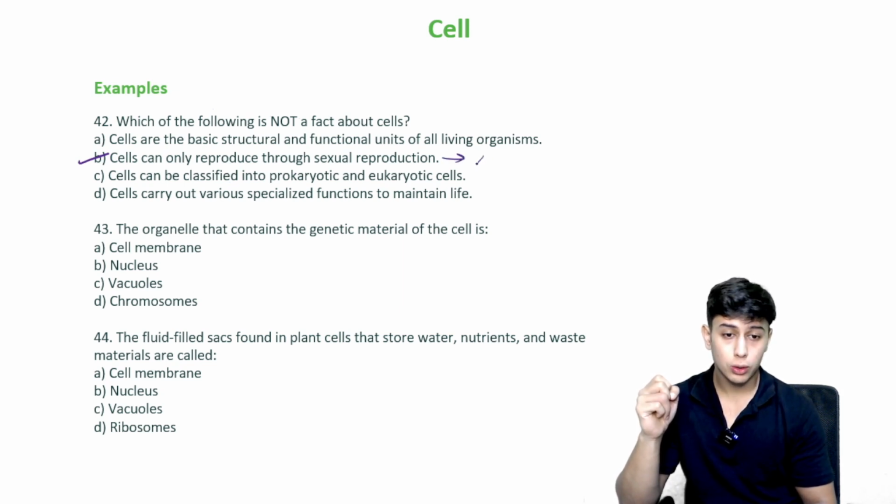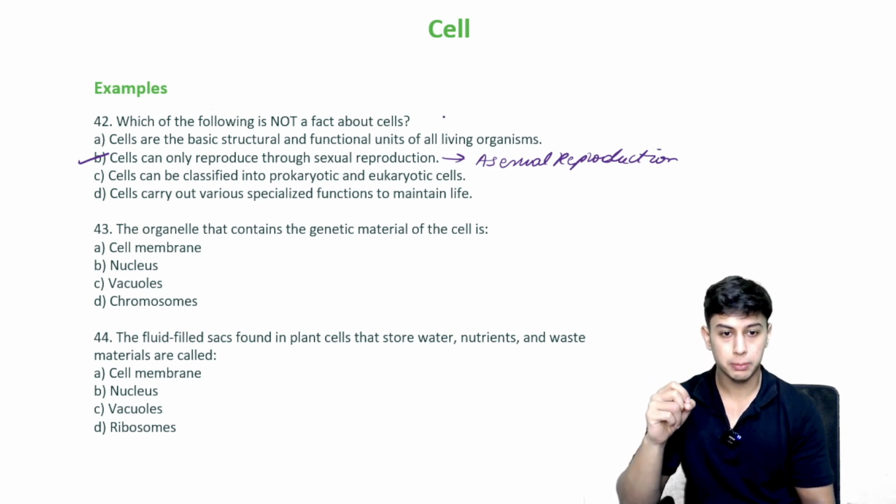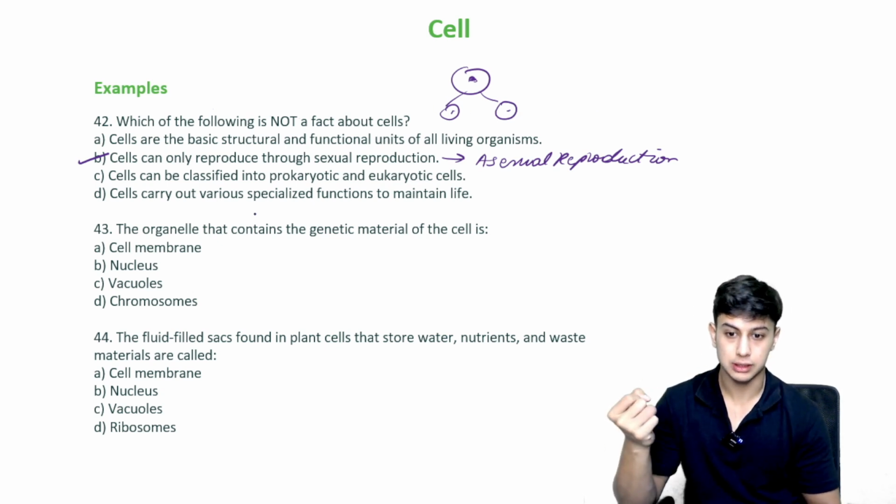No, they can also reproduce through asexual reproduction. Means it does not need a female partner or another partner to reproduce. One cell can reproduce into two on its own. This also happens in nature. So not all cells require sexual reproduction.